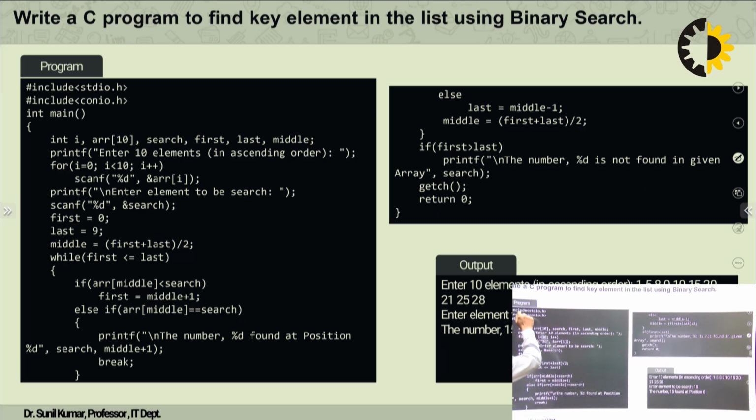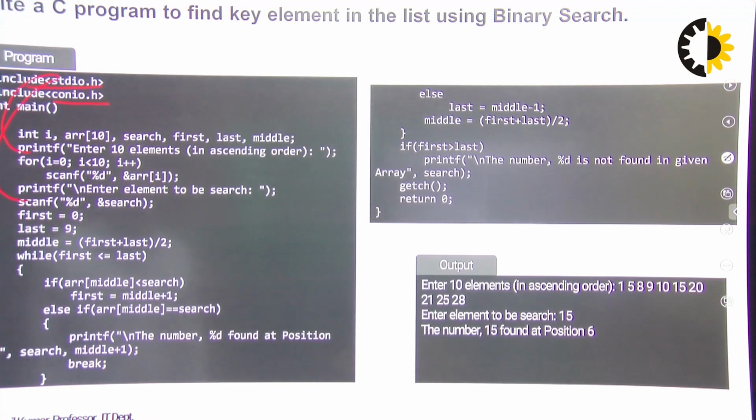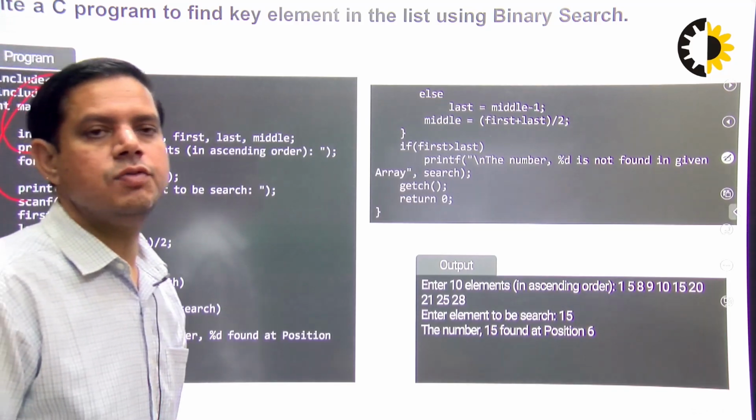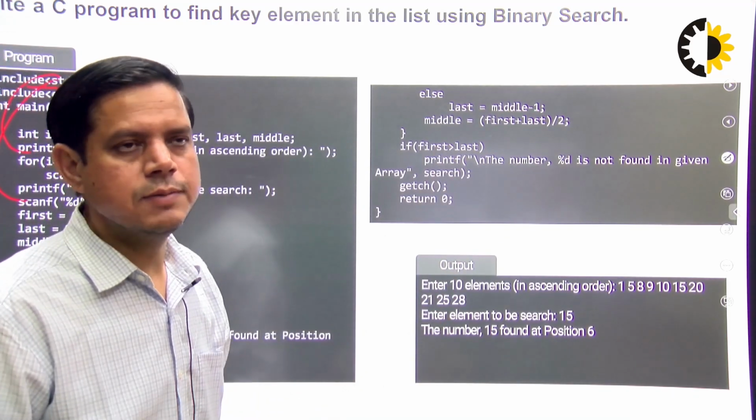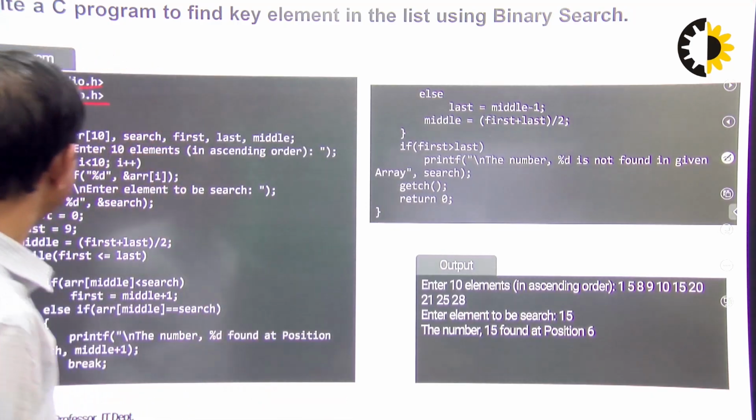We are already familiar with the library stdio.h, which we use for printf and scanf. We are using one more library, conio.h, console input output. That is used for getch or clrscr if we want to clear the screen. With the help of getch we can freeze the output on the output screen until you press any key and come back to the main screen.